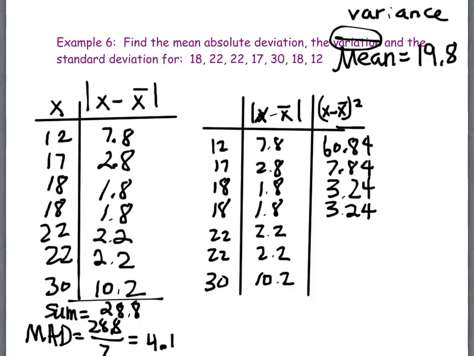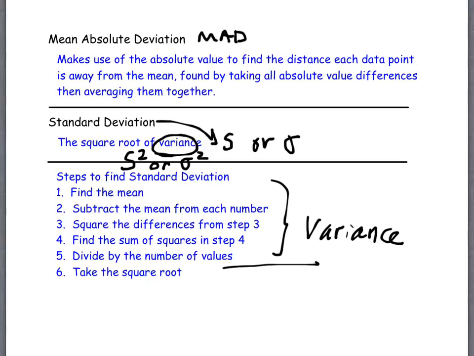How about 2.2 squared? 4.84, and we've got two of those. And then the last one? 104.04. Okay, did everybody get those same values? Perfect. All right, so this is step 3, right? Square the differences, step 3.